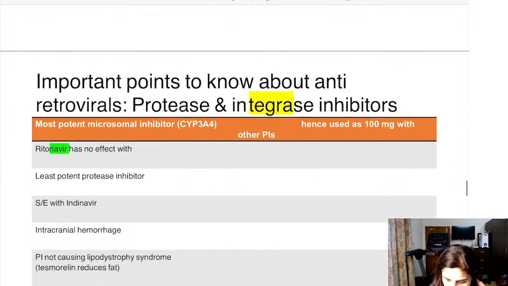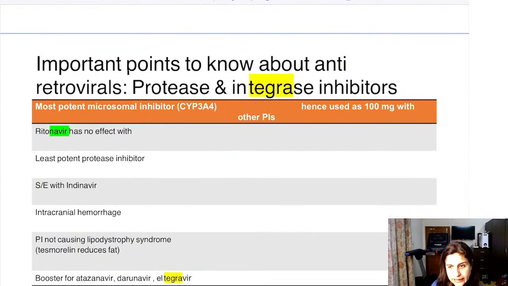ठीक है, नाउ कमिंग टू द प्रोटीएज एंड द इंटीग्रेज इनहिबिटर्स. सो रिमेंबर, जो प्रोटीएज में नाविर आते हैं और इंटीग्रेज में टीग्रेज हमारे ड्रग्स के नाम में आते हैं. So if we have to now talk about this, now most potent microsomal enzyme out of the protease की बात करते हैं. First, the most potent microsomal enzyme inhibitor of the CYP3A4, the most potent. Yeah, psychosis basically, that is said. ठीक है, CNS symptom, psychosis is caused.